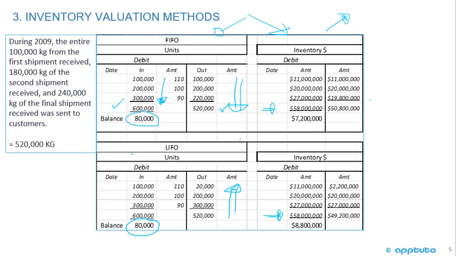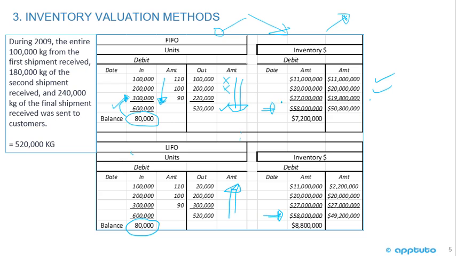We sold 520,000 kilograms. That means from the first purchase of 100,000, that entire 100,000 is gone. So 100,000 times 110, 11 million. The 200,000 from the second purchase is all gone. 200,000 times 100 is our 20 million. It's gone. And then finally, we're at 300,000. We know we sold 520,000, so it must be 220,000 from that last batch that was sold. So that means when you're using FIFO, 80,000 of the last batch of inventory is still there.